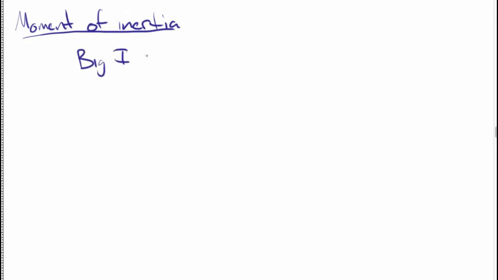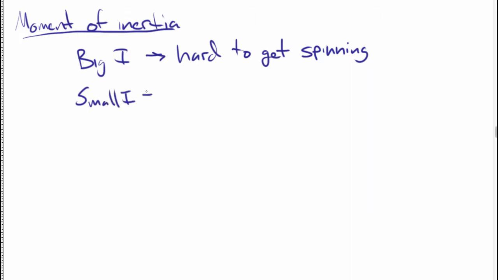what I want you to keep in mind is if something has a big I, a big moment of inertia, that means basically that it's hard to get spinning, and also hard to stop spinning. If it has a small moment of inertia, all that means is that it's easy to get spinning. In much the same way that if you have an object with a large mass, it's hard to get that mass moving if it's not moving. And if you have an object with a small mass, it's easy to get it moving.